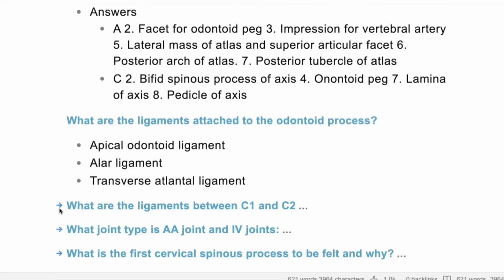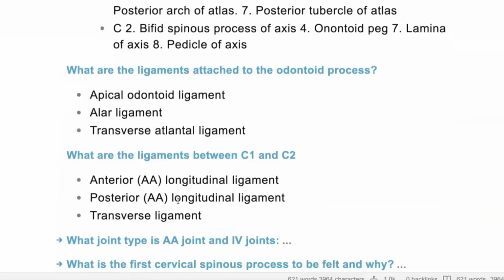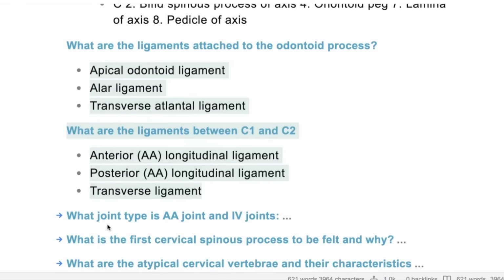What are the ligaments between C1 and C2? No, doctor. I don't know about those. Okay, so ligaments between C1 and C2 could be something called anterior atlantoaxial ligament and posterior atlantoaxial ligament and transverse ligament. I'm sorry, I don't have a picture here for it, but I mean, the aim of the mock exams is to test you rather than explain to you, all right? So anterior atlantoaxial and posterior atlantoaxial and transverse ligament.